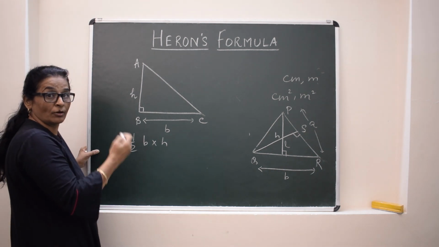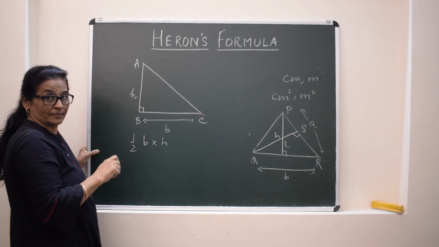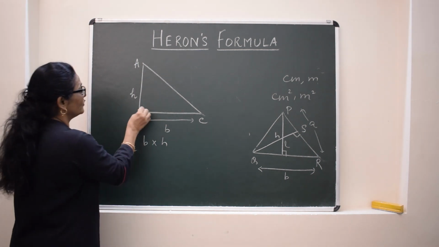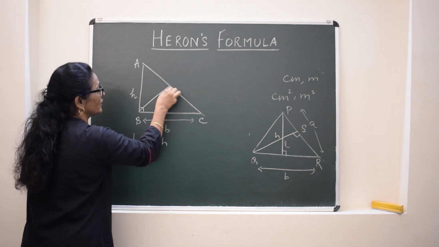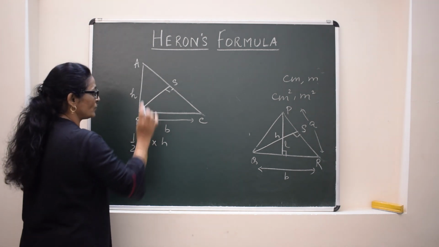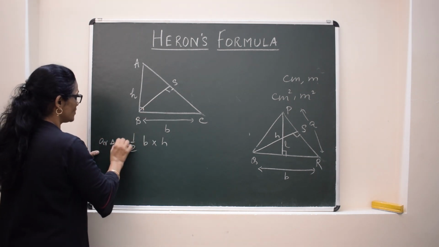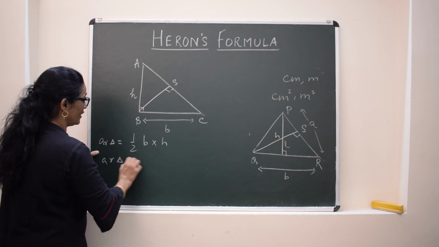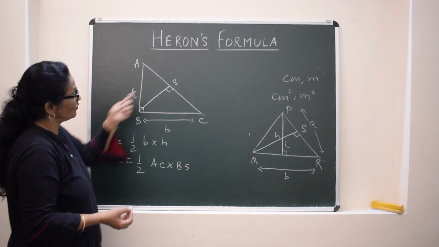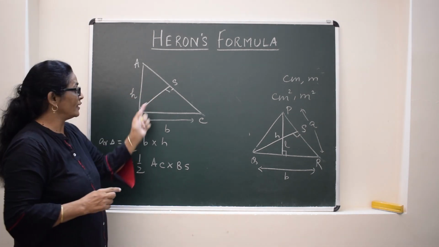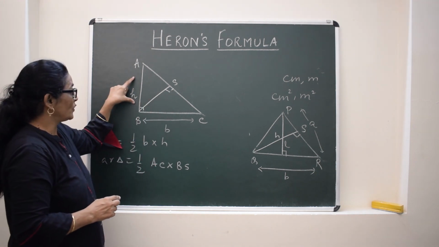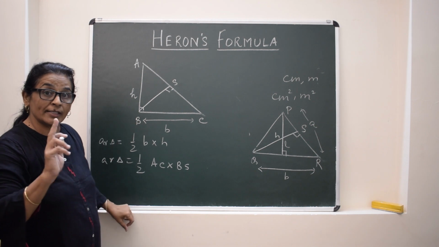It means you don't have to draw a particular perpendicular. But if this AC is the base, then we must know this perpendicular dropped on this particular side. So I can also write the area of this triangle as half into AC into BS, because for this AC the corresponding height is BS, but for base BC the corresponding height is AB. So this is the case for a right angle triangle.